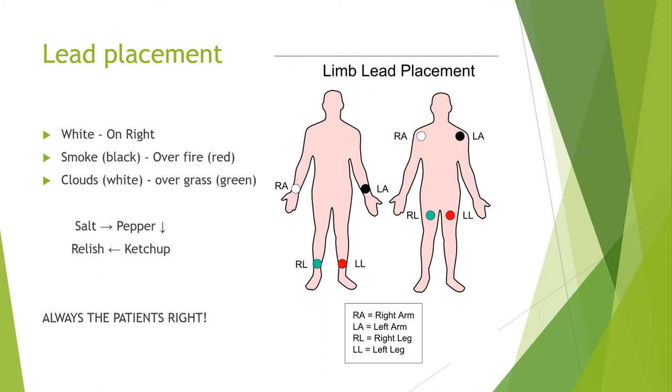Smoke will be on the left arm because it will be over fire, which is red, which will be on the left leg. And clouds, which are white, will be over grass, which is green. Some of the leads do not have that fourth green. Some of them only have the white, black, and red. Some providers remember it as salt, pepper, ketchup, relish. Right always means the patient's right. So white on right, smoke over fire, clouds over grass.